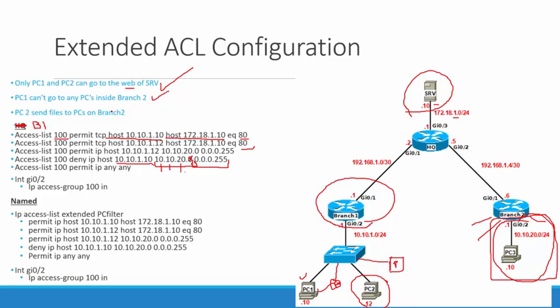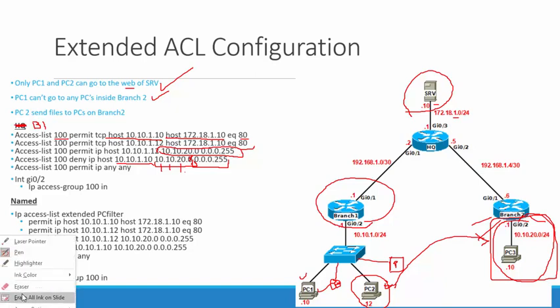Now PC2 can send files to PC on branch 2. Now here's where I did things a little differently. I did it the same way as I did a standard, but I could have done it a little bit differently depending on the file transfer type, right? So access list 100 permit IP host 10.10.1.12, that's PC2. We're permitting him to go to the LAN of 10.10.20.0. So we're allowing this guy to go to the PCs here. Now, because of this, he can do anything, right?